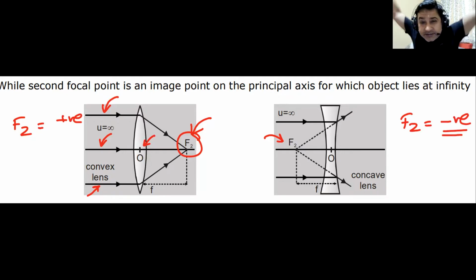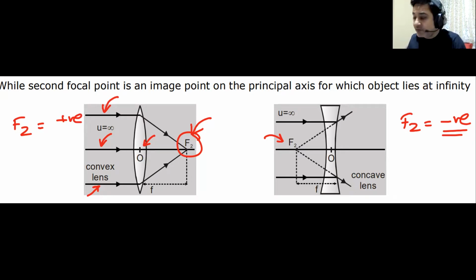Do we understand this? So for every lens, we have two focus or foci. We have two focal lengths. One is the first principal focus and first focal length. The other one is the second principal focus and second focal length. Do we understand this? Yes, sir.